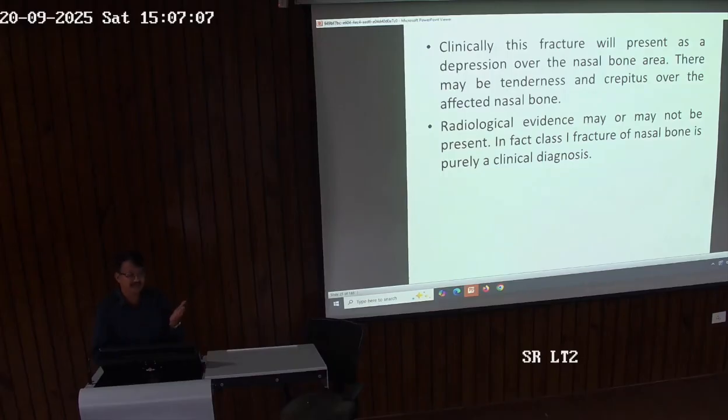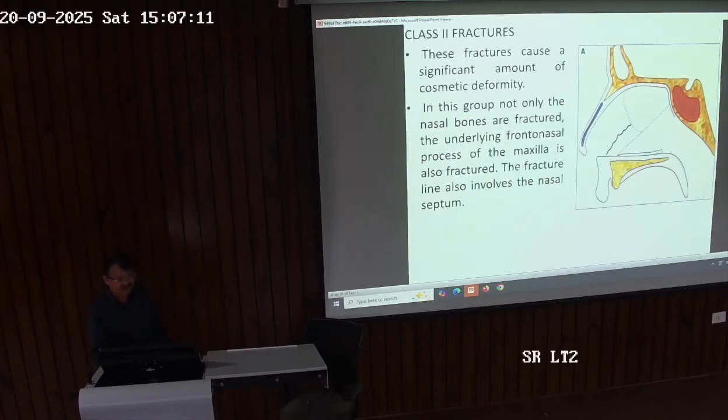Sometimes the fracture line is not seen and there is a hairline fracture. Class 2 fractures cause a significant amount of cosmetic deformity. In this group, not only the nasal bones are fractured, the underlying frontonasal process of the maxilla is also fractured. The fracture line also involves the nasal septum.